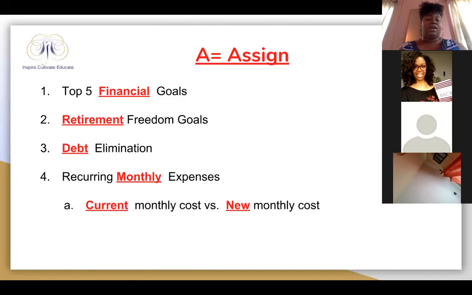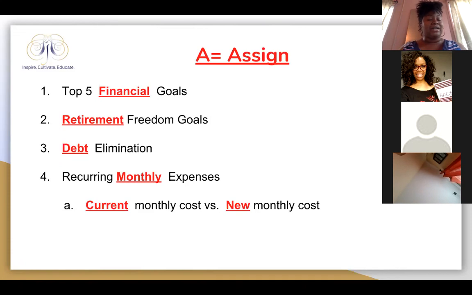But it's very important, guys, that you learn to assign your money's tasks. Because once you assign it, it has a job to do. If you don't assign your money's tasks, then you're in danger of just spending it without knowing where it's going. So your cash flow is going to end up negative versus positive.